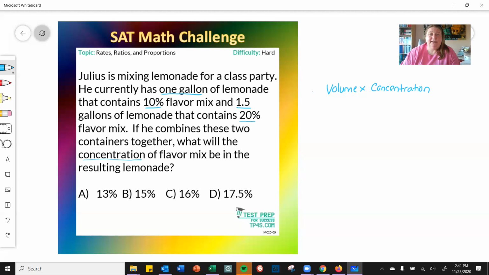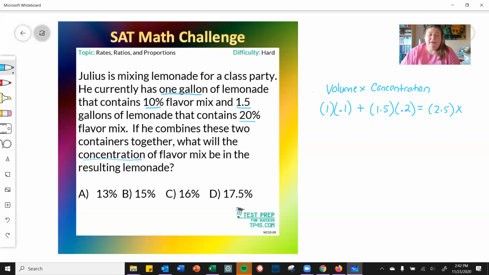So let me show you how this looks as an equation. We have 1 gallon at 10% concentration. Remember, convert it to a decimal. I'm mixing that together or adding 1.5 gallons. That's my second volume at a 20% concentration. I'll convert that to 0.2. My total, I'll have a total of 2.5 gallons. And I'm not sure what that concentration is going to be, so that's where my variable goes.